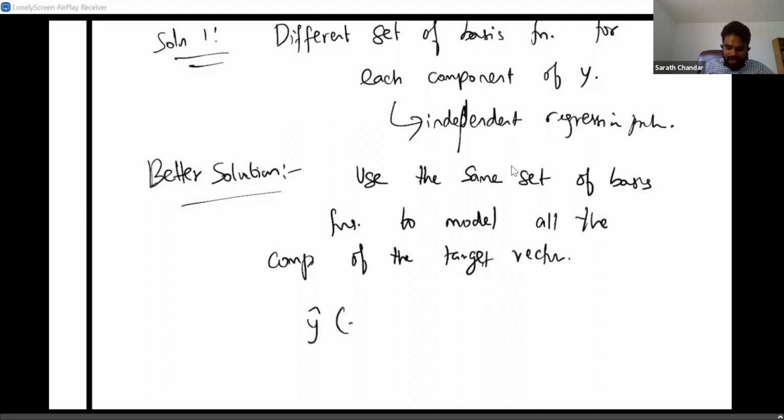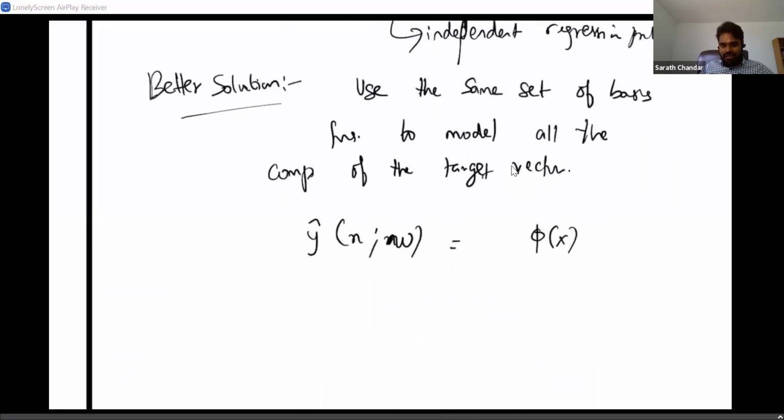So given y hat, we're interested in predicting y hat of x given w. What we are going to do is take the x and do the usual basis function, phi of x, just one set of basis functions. Now, usually we will have a w vector, which will be multiplied with this phi of x to get the scalar. Instead of that, we are going to have a w matrix so that we get a vector out of it instead of a scalar. So w is an m cross k matrix.